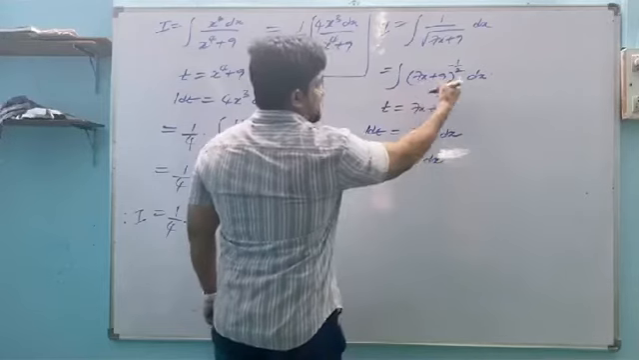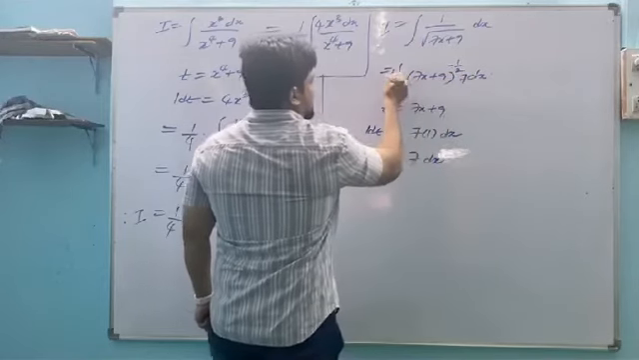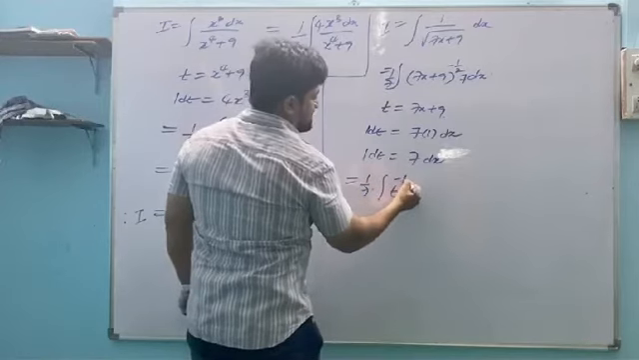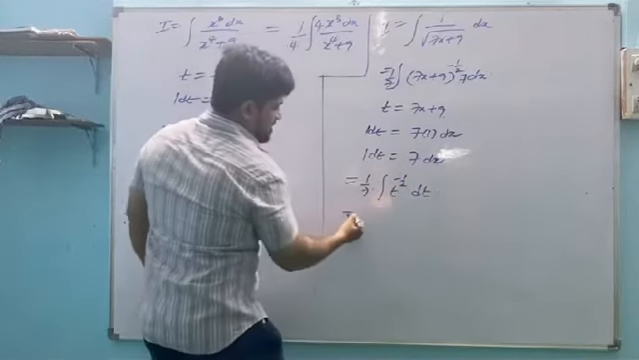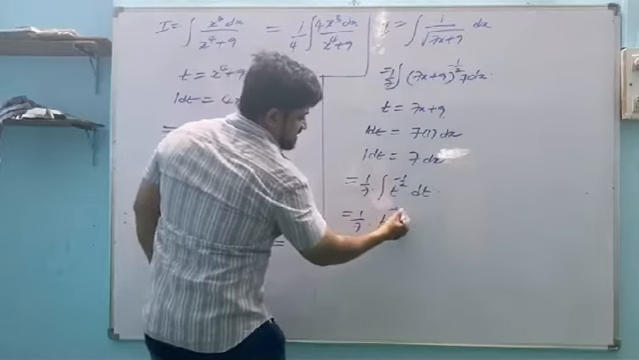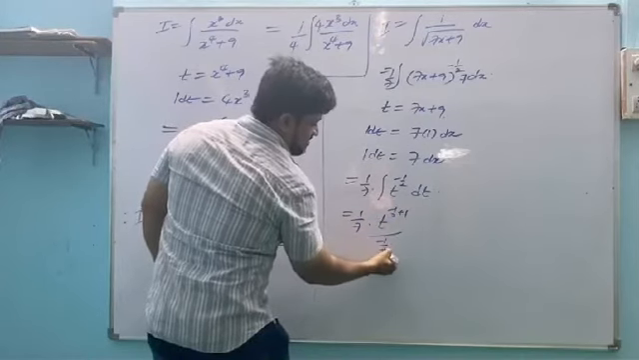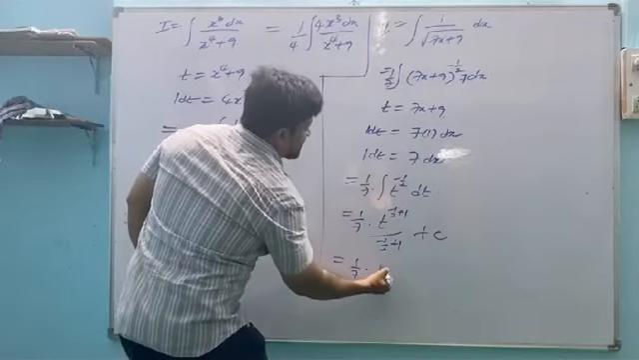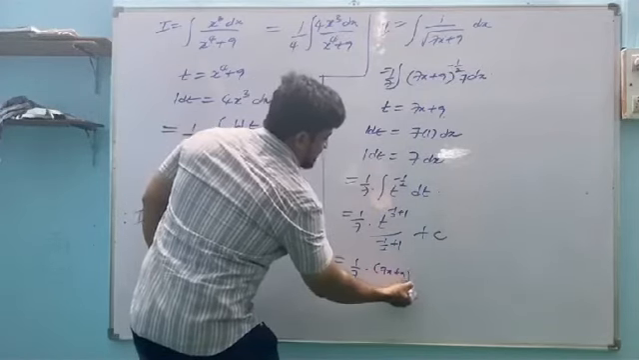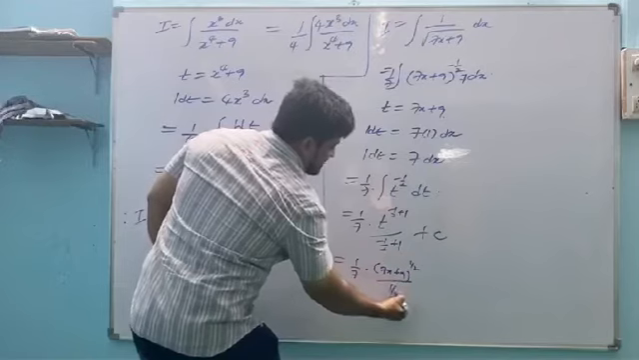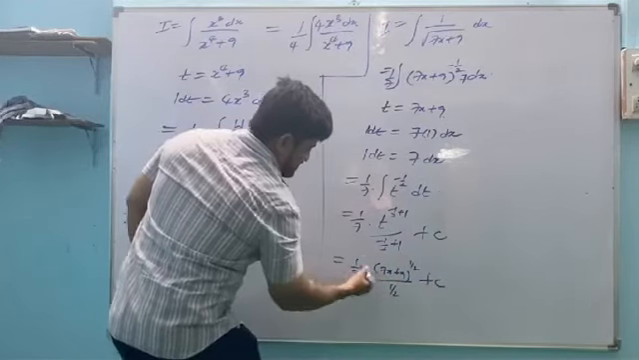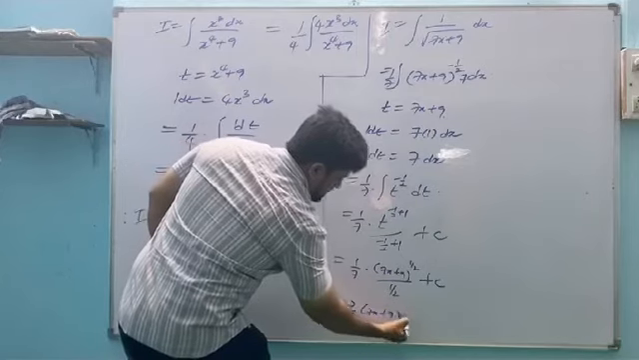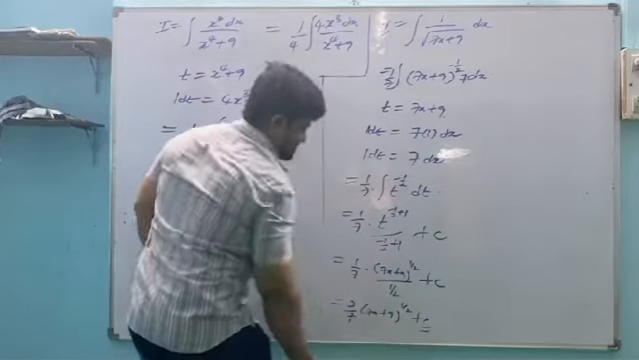We don't find 7 here. 7 here also 7. 1 by 7 t power minus 1 by 2 dt. Now this is x power n dx. x power n plus 1 divided by n plus 1 plus c. This is 1 by 7 into t value, 7x plus 9, minus of plus 1 is half. This is also half plus c. These two come to the numerator, 2 by 7, 7x plus 9 whole power half plus c.